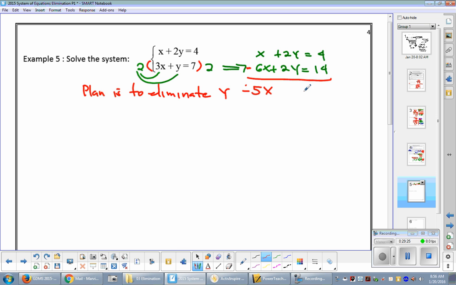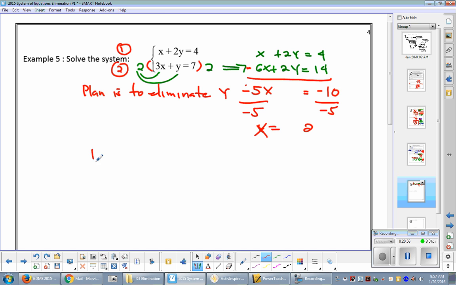What's 4 minus 14? Okay, that's just negative 10. So divide negative 5 to both sides. We'll get x equals 2. Then we can use either the first or the second equation. So which equation do you think is simpler? The first one, right? The first equation is simpler to solve.